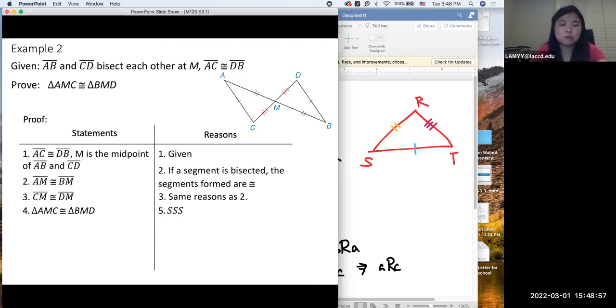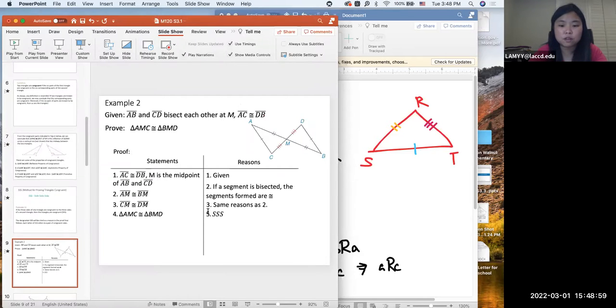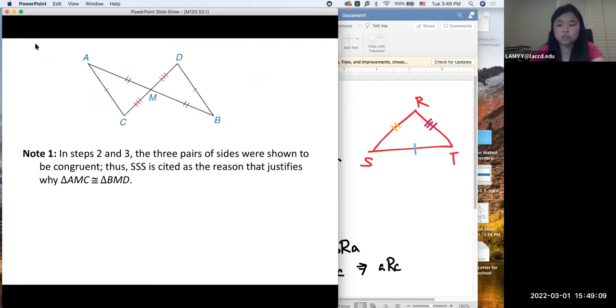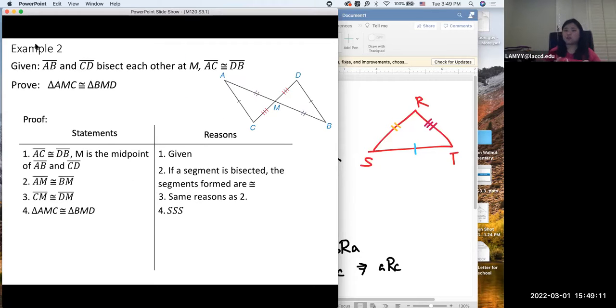That's a typo. This is a 4, not 5. Okay, this section is pretty straightforward. Just look at the picture. If you want to prove the triangles are congruent, prove all those sides are congruent. The reason is side.